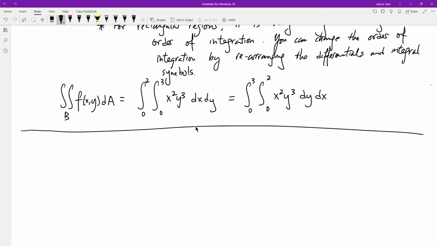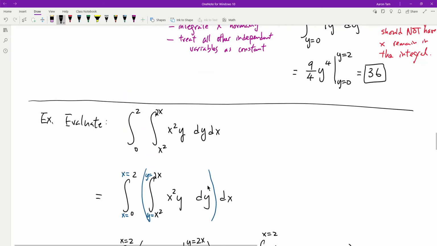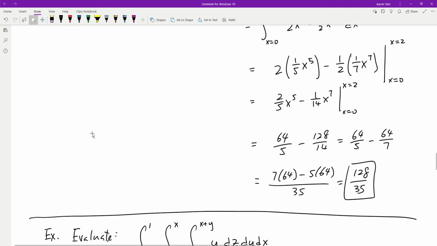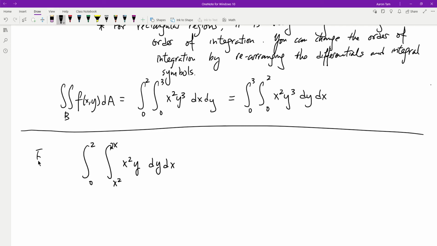If I'm not mistaken, this is our second example that we did. Let me see. Just want to make sure. Oh, this is it right here. All right, there you go. So now let's look at this example right here. The integral from 0 to 2, x squared to 2x, x squared y dy dx.